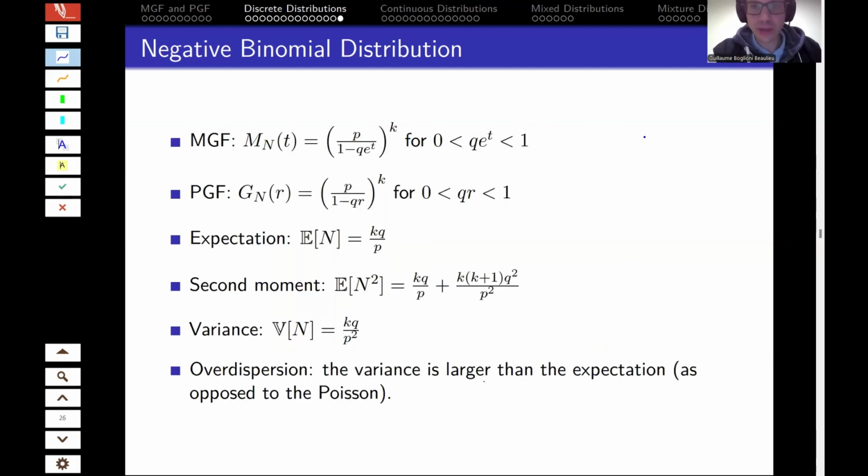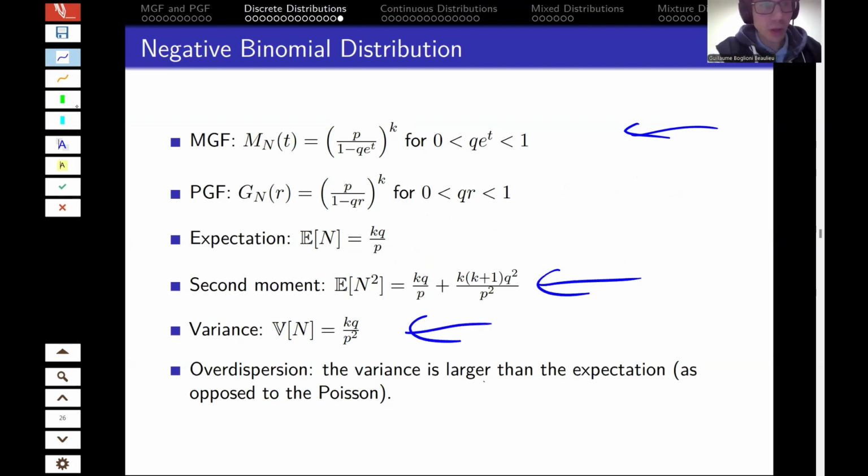Okay, and then again, we present standard results without proof. Hopefully you forgive me. The MGF is here, the PGF is here. We have the expectation. Now, we did not present the expectation for the geometric, but obviously we can recover it from this general expression. For the negative binomial, you have the expected value being k times q divided by p, well, of course, for the geometric, you just replace k by 1 and you get the expected value of your geometric. Second moment is here, and then the variance is here.